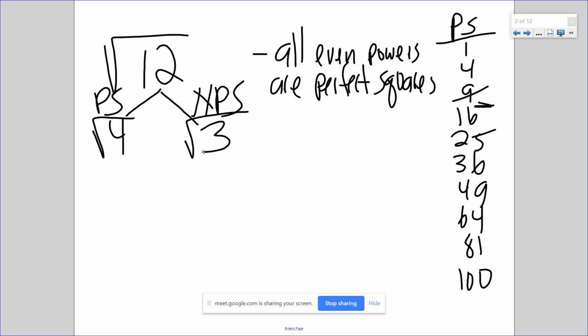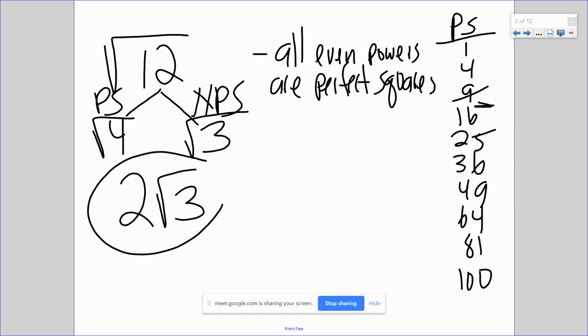That's step 1. Step 2 is to take the square root of the perfect square. The square root of 4 is 2. When I take the square root, the radical goes away. The non-perfect square comes down. And that's my answer. Let's try one more basic example.